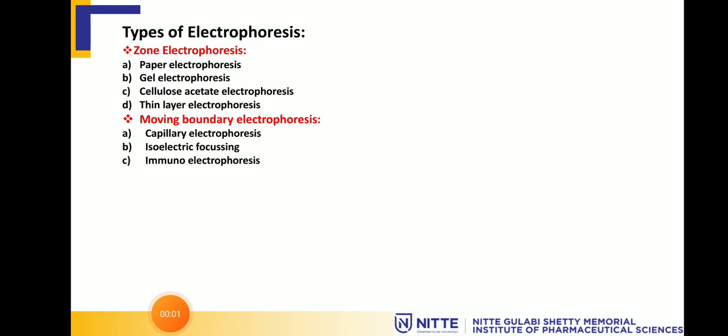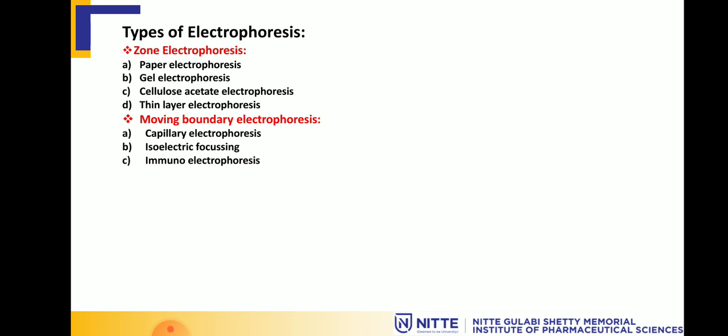Good morning, students. Today we are going to learn about the different types of electrophoresis. If you look into your syllabus, you have to learn about three different types of electrophoresis: paper electrophoresis, gel electrophoresis, and capillary electrophoresis. Here I have classified electrophoresis first into two different categories, and then it has been further subclassified.